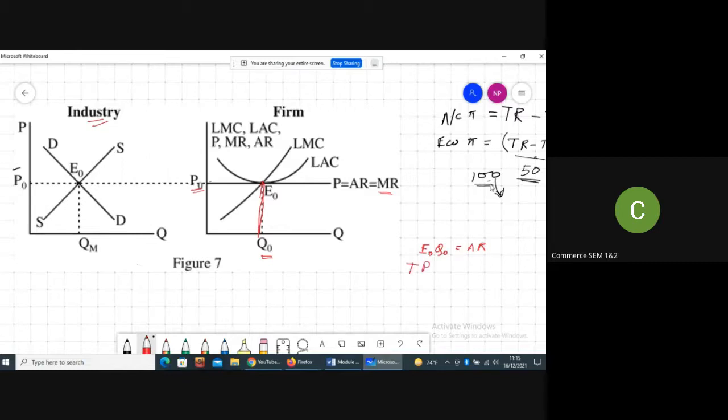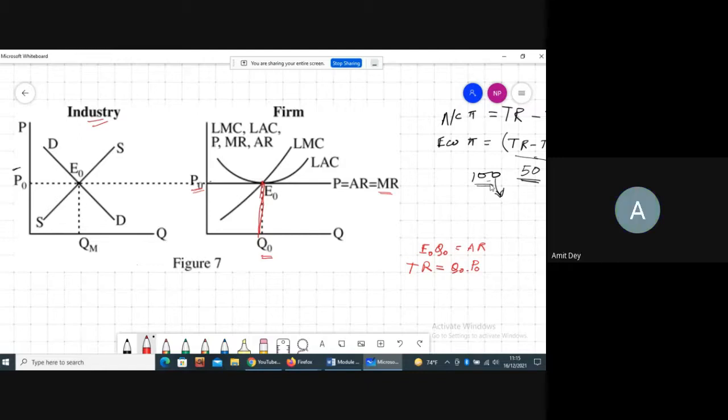What will the total revenue be? Sir, price and quantity multiplied together, that is, Q0 times P0, the rectangle. Yes, this rectangle will be your total revenue.